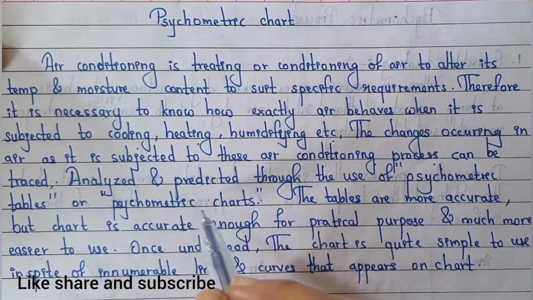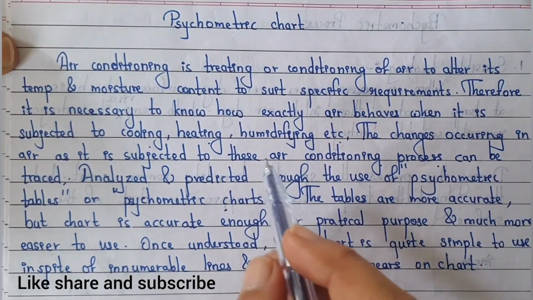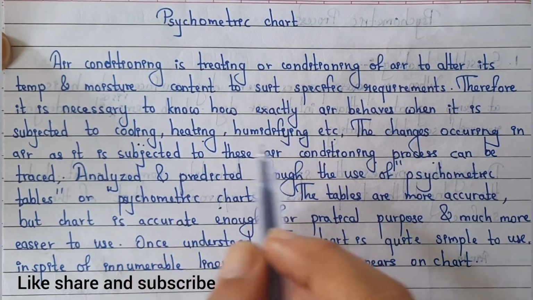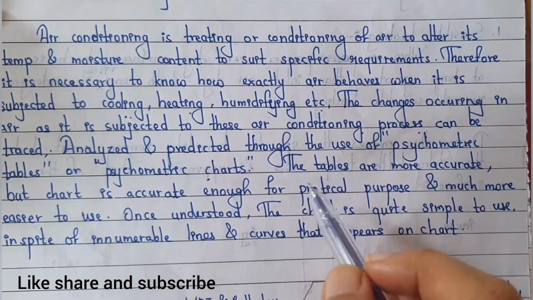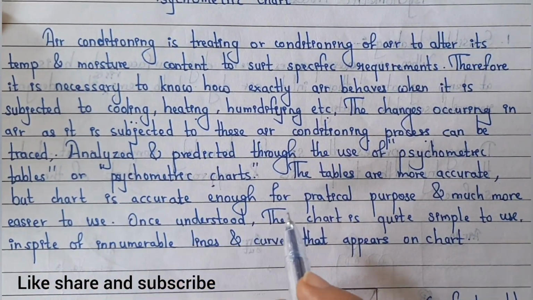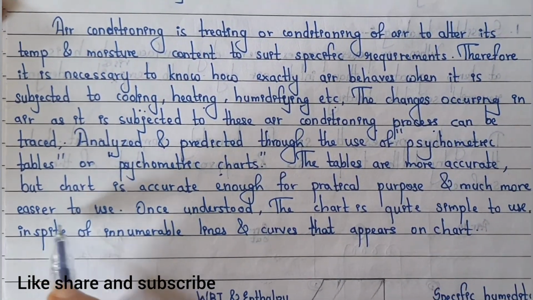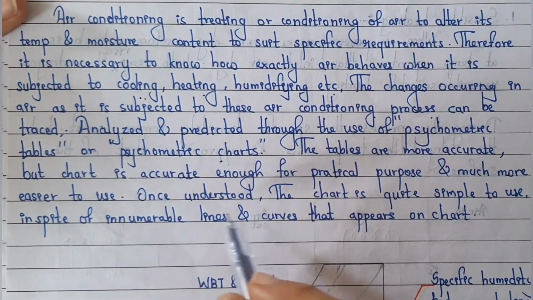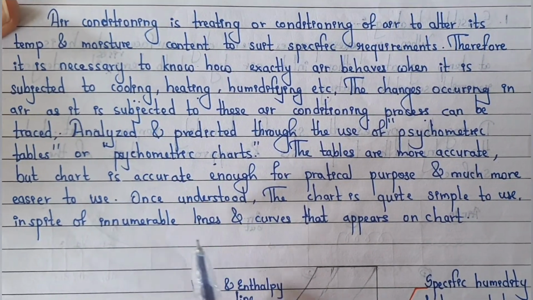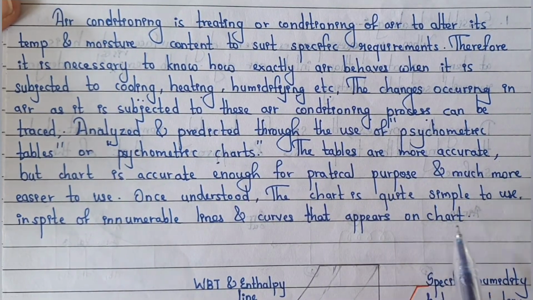The psychrometric table or psychrometric chart's main function is to check the air conditioning while cooling, heating and humidification. The tables are more accurate, but the chart is accurate enough for practical purposes and much easier to use. Once understood, the chart is quite simple to use in spite of the innumerable lines and curves that appear on the chart.